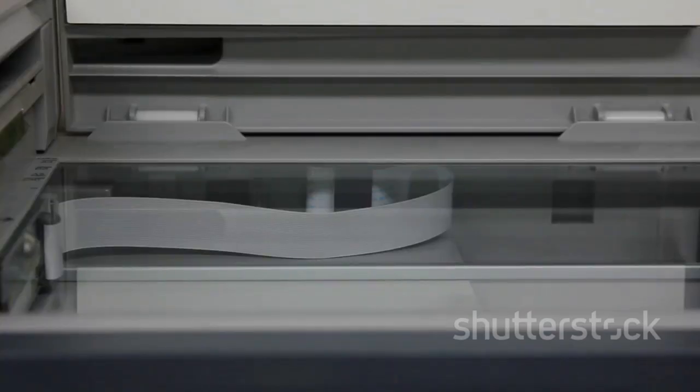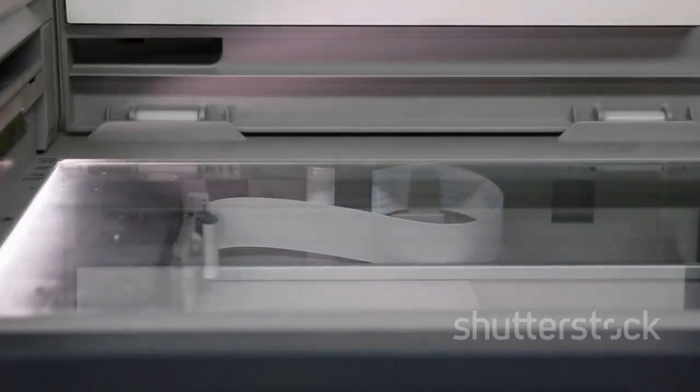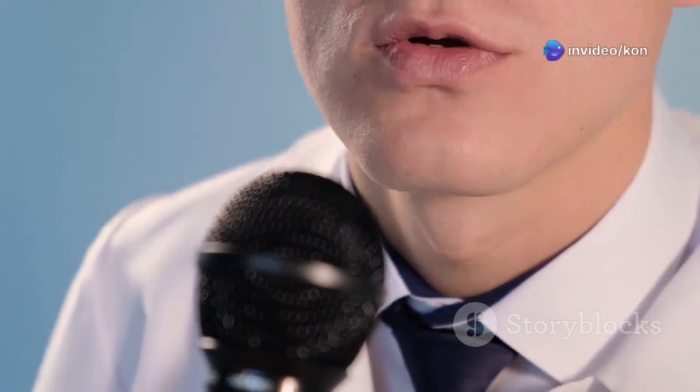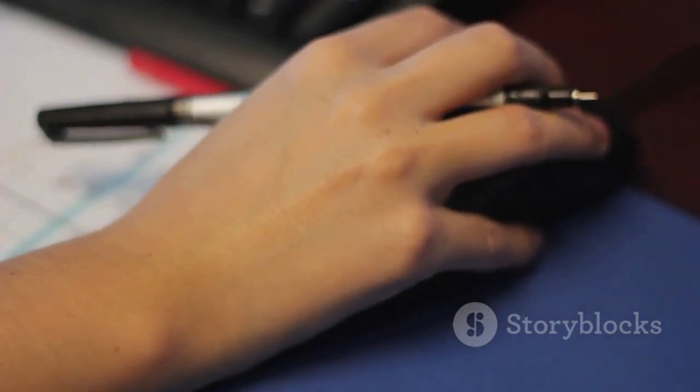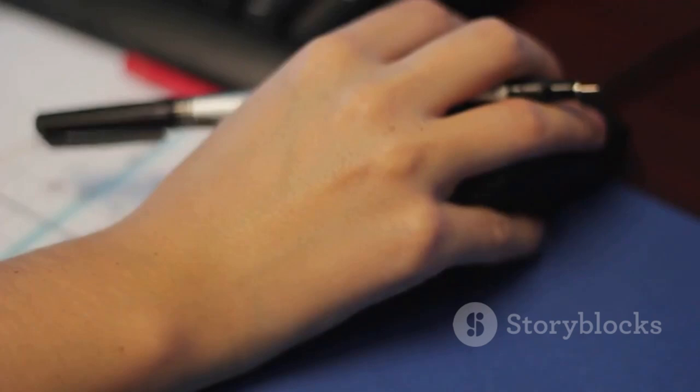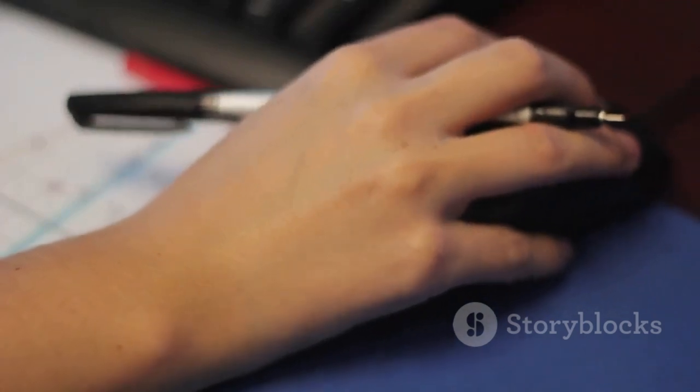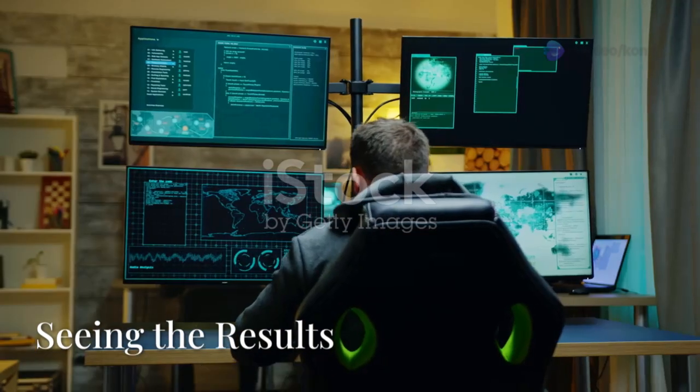Scanners convert physical documents into digital images. Microphones capture audio input, which can be used for voice recognition, video conferencing, or recording sound. Input devices bridge the gap between the physical and digital worlds, allowing us to interact with computers and provide them with the information they need to perform tasks.